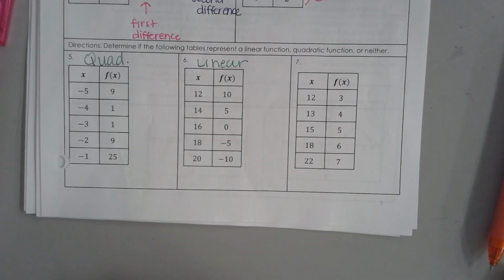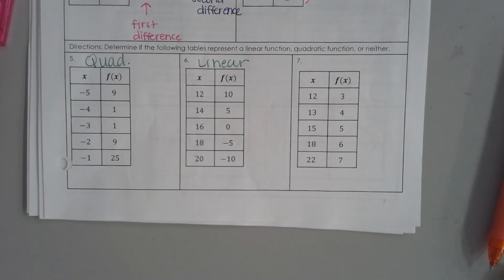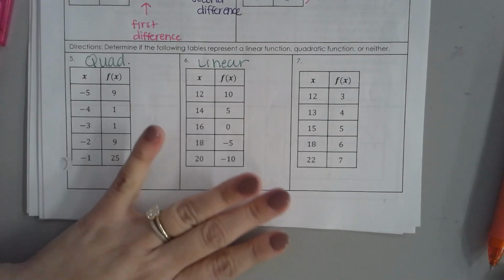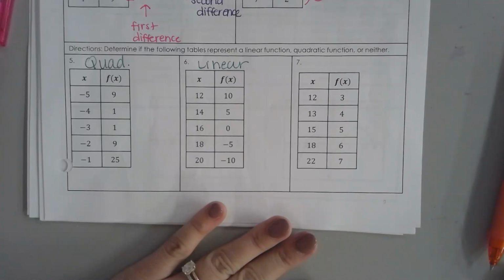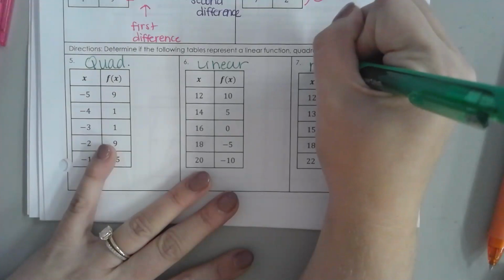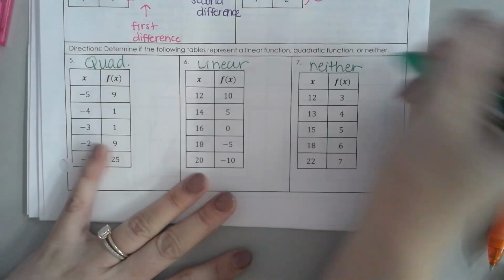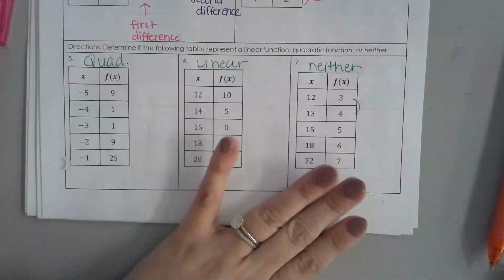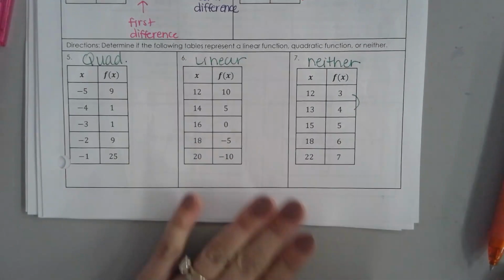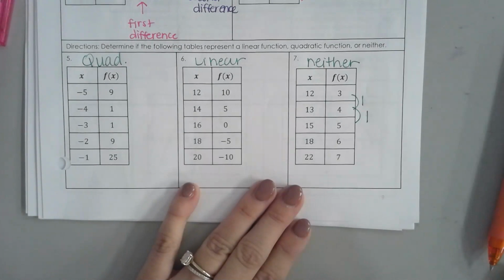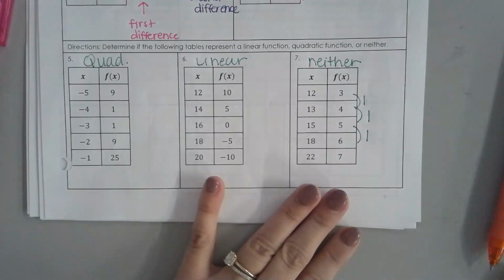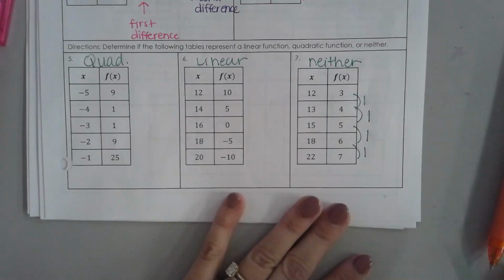All right, number 7. Mary, what'd you say? Oh, it's okay. Well, I did tell you that there's probably one of each. So, using process of elimination, which one do you think it is? Neither. So, let's just verify. 3 to 4, you add 1. 4 to 5, you add 1. Oh, 5 to 6, you add 1. Oh, why is it not linear?